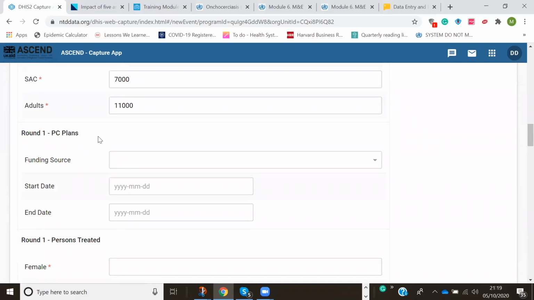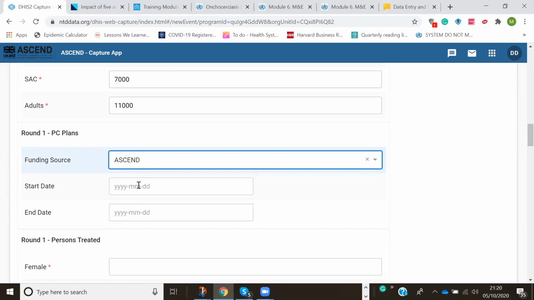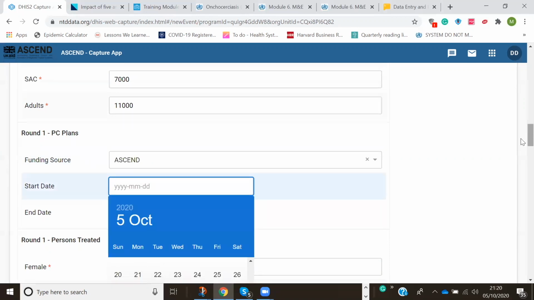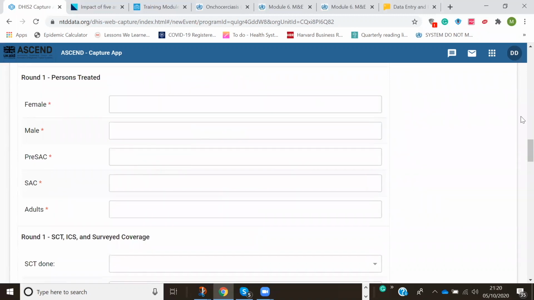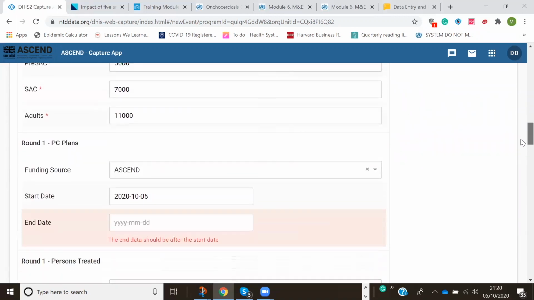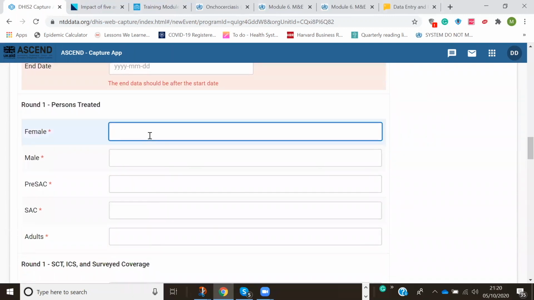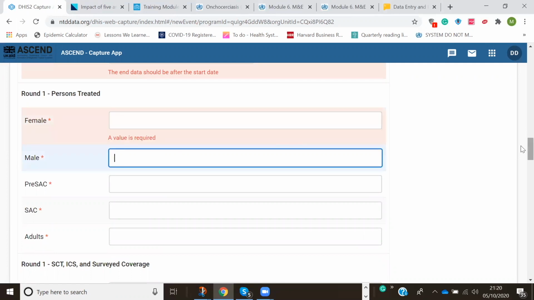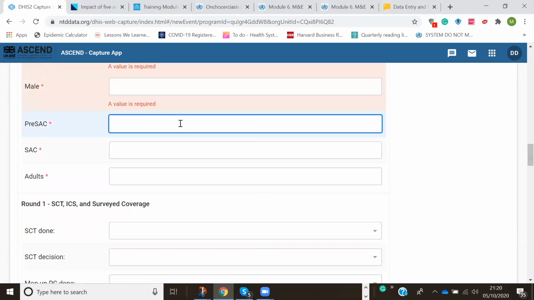Then we have the round one PC plans, whereby we have the funding source, let's say for this case is Ascend, and then we still have the start date, and then we have the end date, and then we have the MDA reported. So here we have the number treated for male, female. So we enter the specific data reported. We also enter the categorization by population typology: pre-SAC, SAC, and adults.